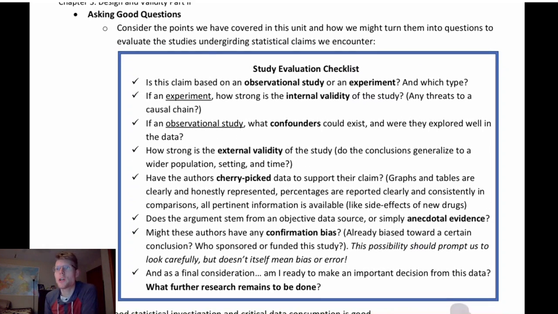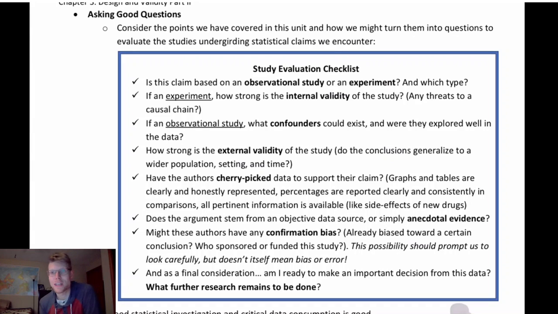Have the authors cherry-picked data to support their claim? How were the graphs and tables that were presented, percentages and other statistics that were shared? Was all pertinent information available that we should know? Does the argument stem from an objective data source, or was it more anecdotal evidence that affected what was collected? Might these authors have any confirmation bias? And furthermore, do I have a confirmation bias when reading this? Is there a proclivity towards a certain conclusion?